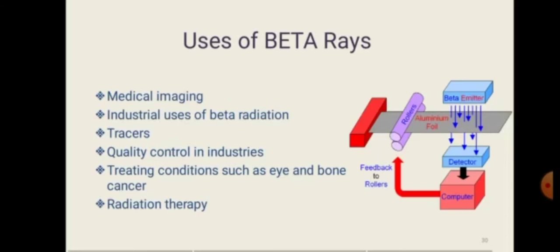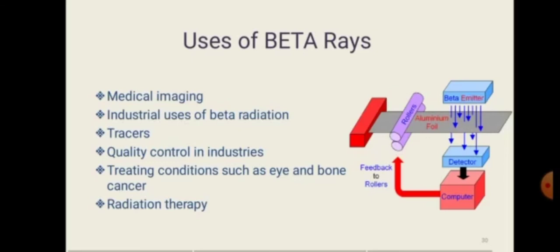Beta particles have been used abundantly in the industrial processes. Beta rays can pass through industrial materials. And the next is tracers. Chemical and biological researchers use radioisotopes as tracers. And the next is quality control in industries. Beta rays are applicable when testing the thickness of things like paper, aluminium, and plastics from the system of rollers.